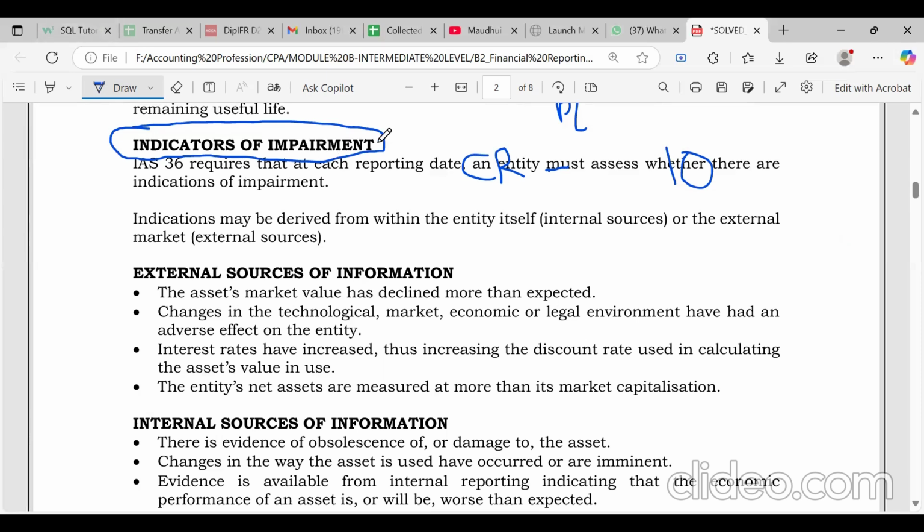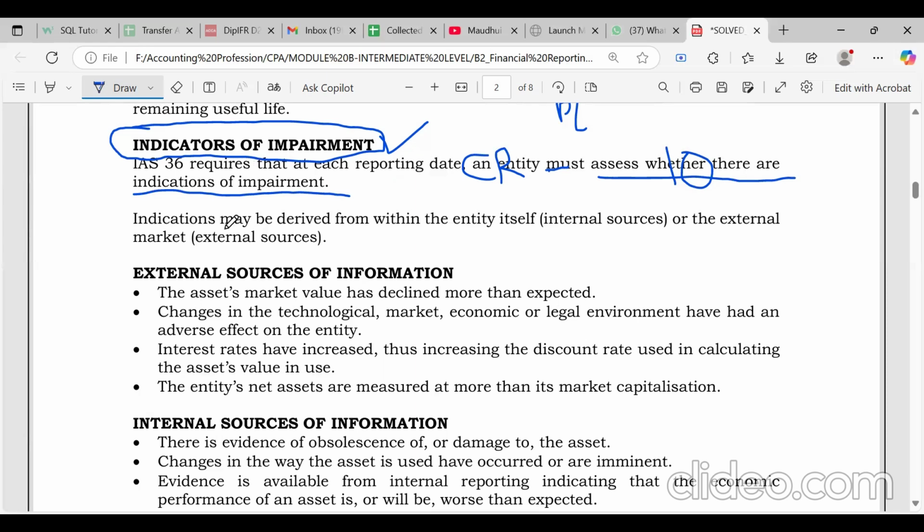But these are the actual principles now of IAS 36. That is just an exception. IAS 36 requires that at each reporting date, an entity must assess whether there are indicators of impairment. Checking for indicators of impairment is different from testing for impairment. Sometimes if you are new, you could think it's the same thing. I'm repeating again: you check for indicators of impairment, and when you find the indicators, it's when you test whether there is an actual impairment or not. There are two different things.